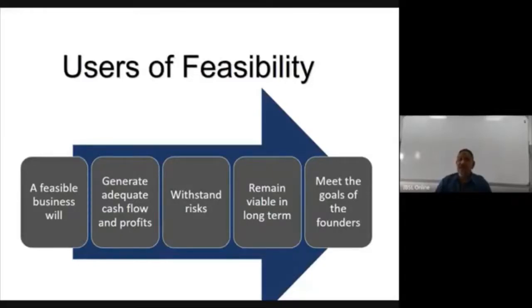Generate adequate cash flow and profits. Profits are for the investors, cash flow for the bankers. Cash flow for the bankers, profits for the investors. Generate adequate cash flow and profit. You know what's the difference between cash flow and profit, no? Right? Cash flow is just surplus of cash. It is not always profit, because profit has to be realized.